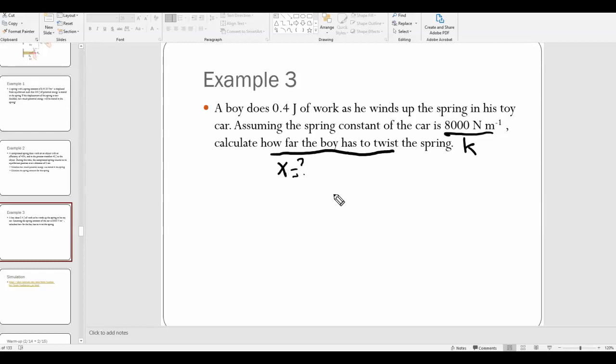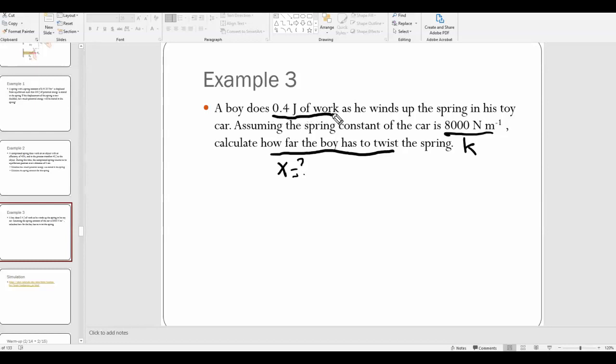By the way, some of you might have played with one of these toy cars when you were younger, where you twist the little spring and you basically wind up the car, and then you put it down on the ground and then it goes. The way those cars work is using spring potential energy. So what do we do with this?